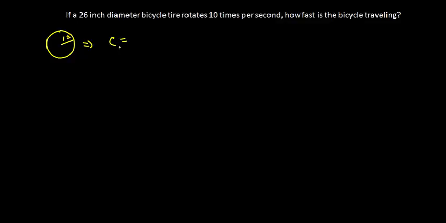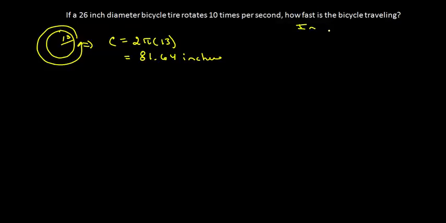Let's do it again. So we have the circumference, the distance around the tire. This distance right here is going to be equal to 2 times pi times the radius, which is 13. So we multiply that out. We're going to use 3.14 for our estimate for pi. And that's going to give us 81.64 inches. So it does that 10 times per second. So let's get our answer. How fast is it traveling?